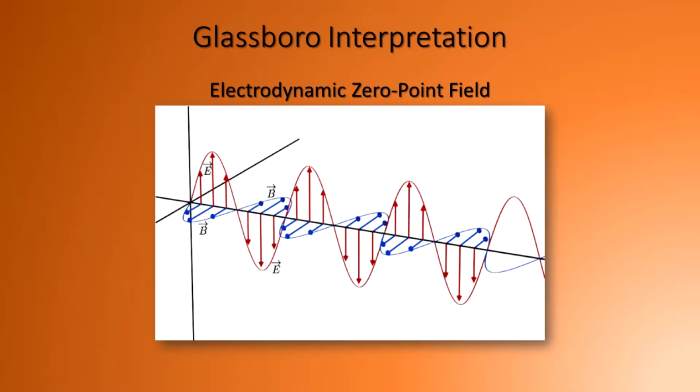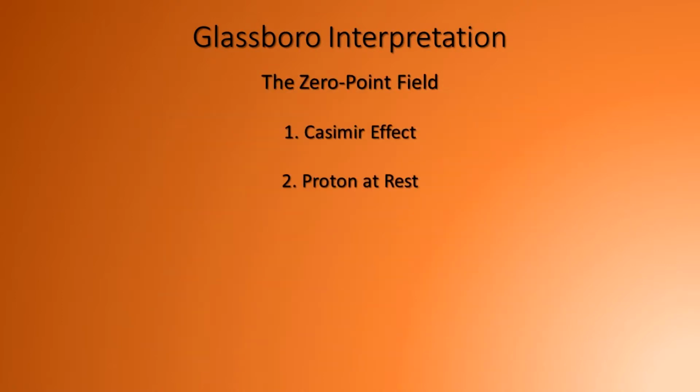There is physical evidence for the existence of zero-point fields. They are the main component of the cosmological constant or dark energy. Zero-point fields are also evident by Casimir's effect and Lamb's shift in hydrogen. To demonstrate what zero-point fields are, we have three examples: Casimir effect, a proton at rest, and dynamic zero-point fields.